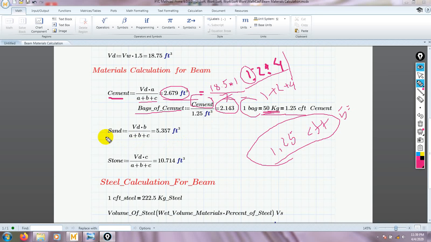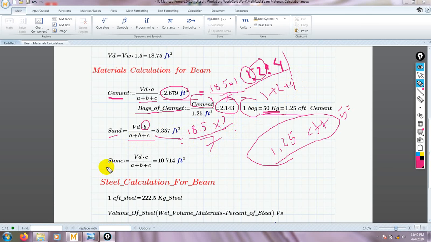After that, we'll calculate for our sand. When we calculate for sand, we have to multiply the ratio of sand, I mean 2, with the dry volume of materials. So it will be 18.5 into 2 divided by 7, the summation of the total ratio 1 plus 2 plus 4. If we calculate that, we'll find that value.